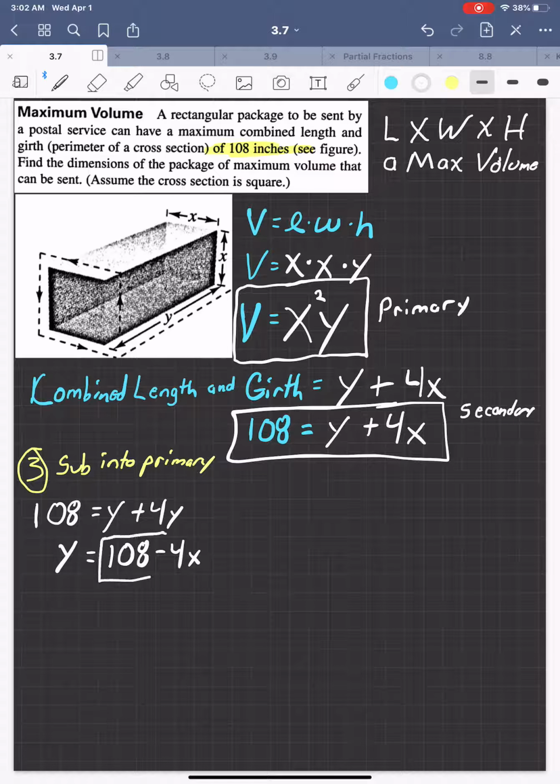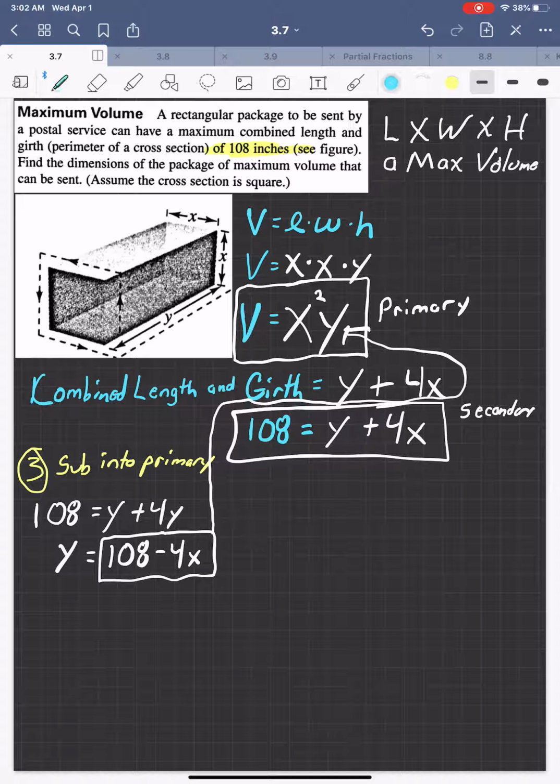Beautiful. Now, wherever I see y, I can rewrite that in terms of x. So I'm going to substitute into my volume. Ready? Here we go. Volume was equal to x squared multiplied by y, but now 108 minus 4x is going to be plugged in for y. So now I have V is equal to x squared multiplied by 108 minus 4x.